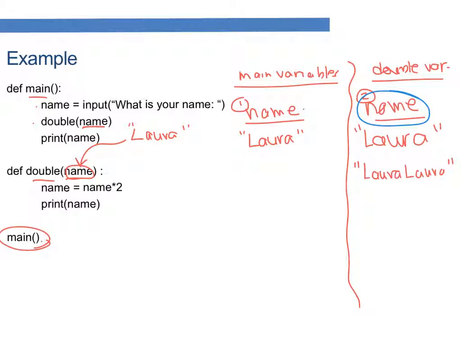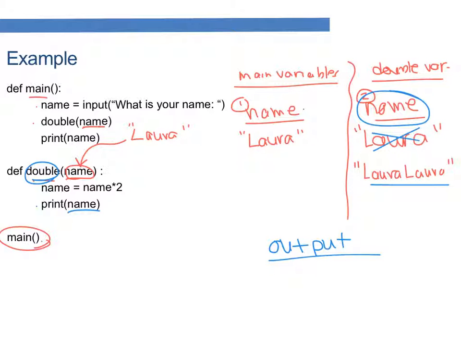Then from here, the last piece, and I got to erase a little bit on the bottom so I can show you the output. The output of this function happens whenever we print. So at the end of double, we print name to the screen. So we're inside of double. We're going to print double's version of name, which is currently set to Laura, Laura. So we're going to print Laura, Laura to the screen.